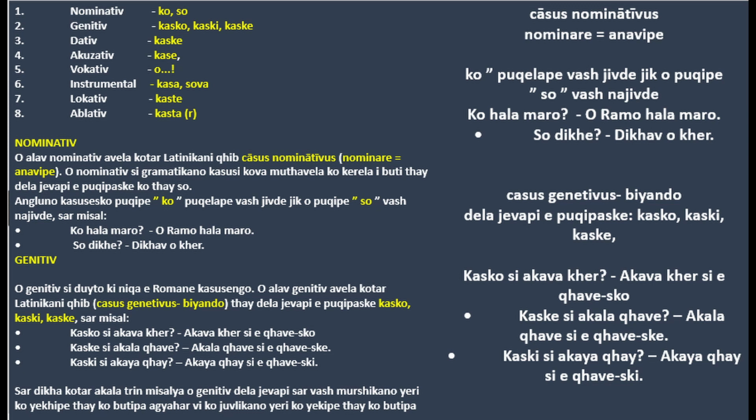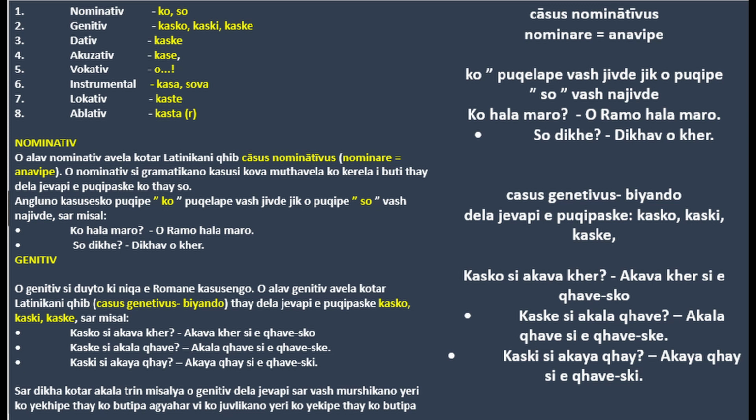Nominative. The word nominative derives from Latin language, casus nominativus. Nominare equals to name something. The nominative is a grammatical case that indicates who is the doer or agent of the action and responds to the question who and what, ko and so.